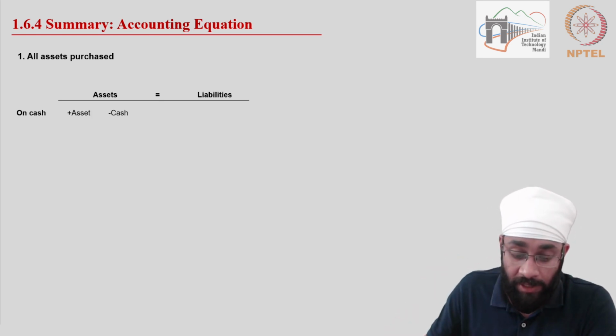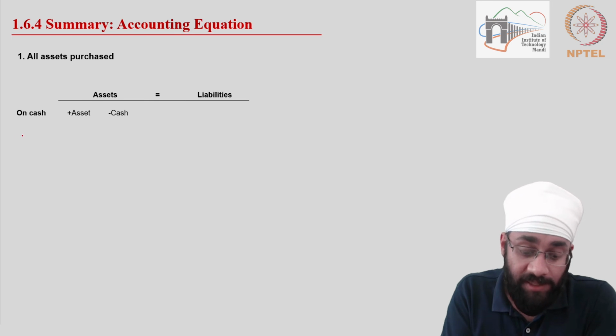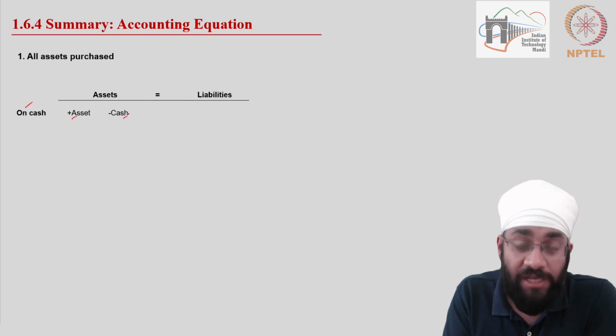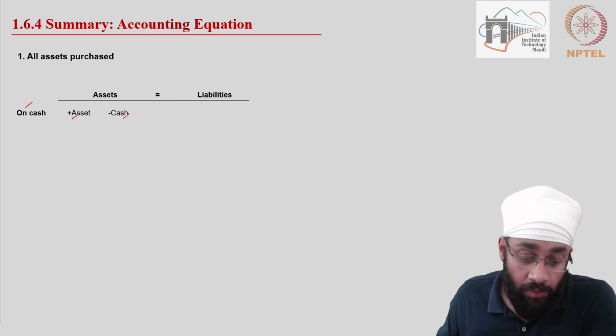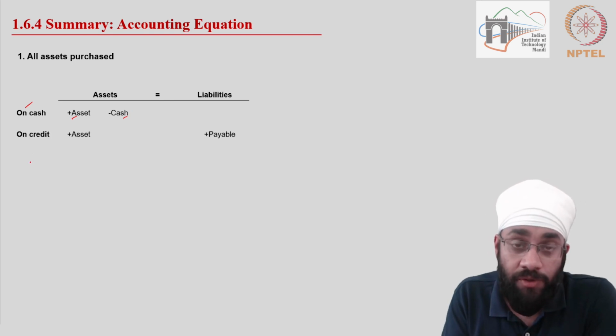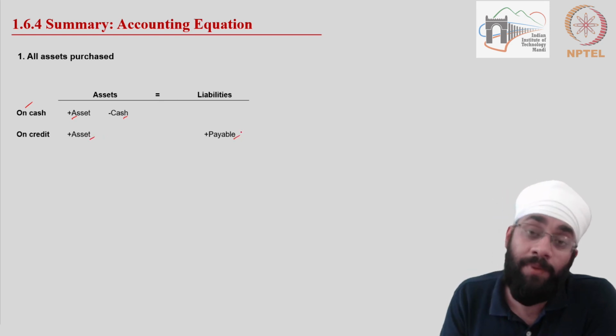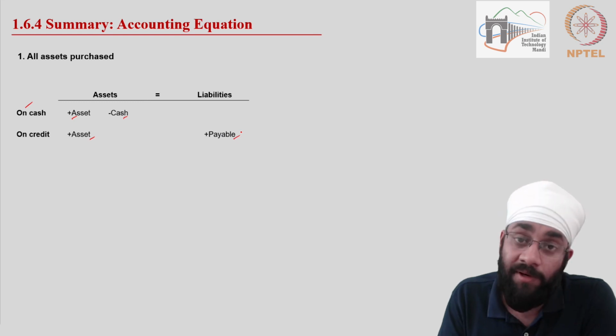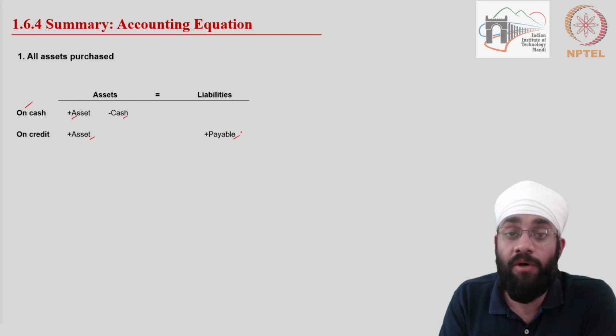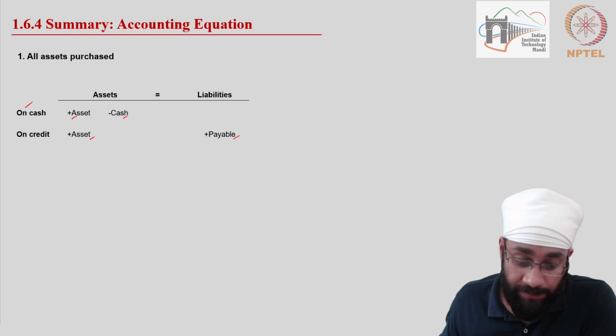So let me conclude by saying, if any asset is purchased on cash, then the asset goes up and cash goes down. However, if the asset is purchased on credit, you will have the asset going up, and instead of cash going down, you will have a liability, a payable amount on the liability side. That is true for any type of asset.